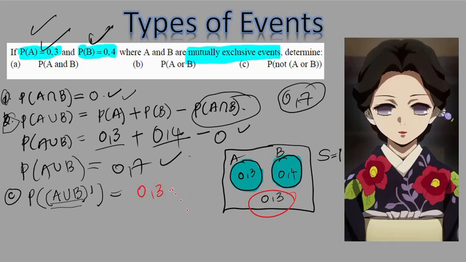So this answer here is 0.3. See how beautiful is that? How else could we have solved it without using Venn diagrams?